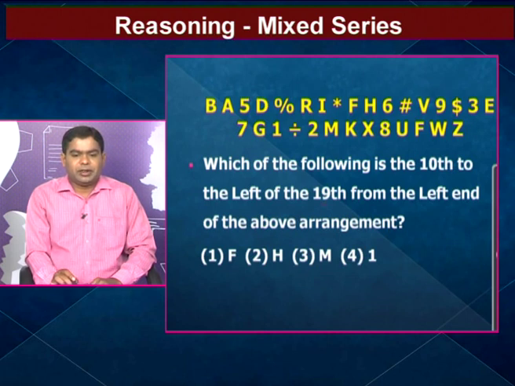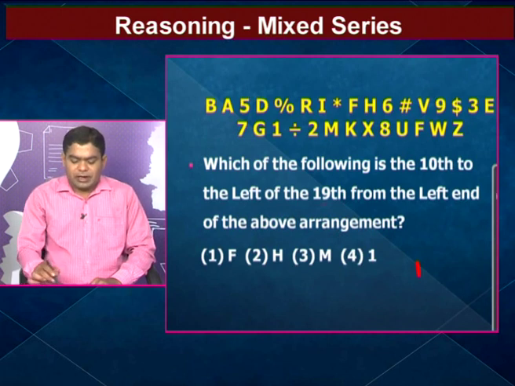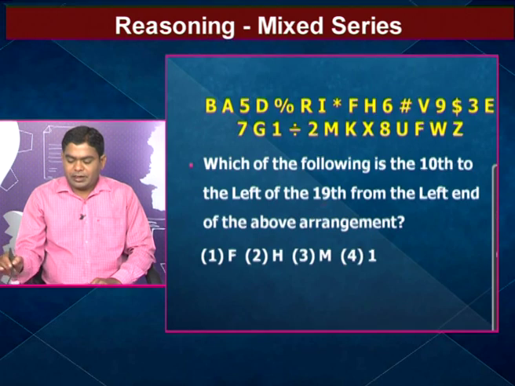Here in the question the 10th left is given and the 19th left is given, then we subtract the given numbers and get 9. Here the question ending direction is left. That means the 9th left is our answer. According to our series, the third element is 5, the sixth element is R, the ninth element is F. So the answer is F. That means option 1 is the answer. We go to the next question.